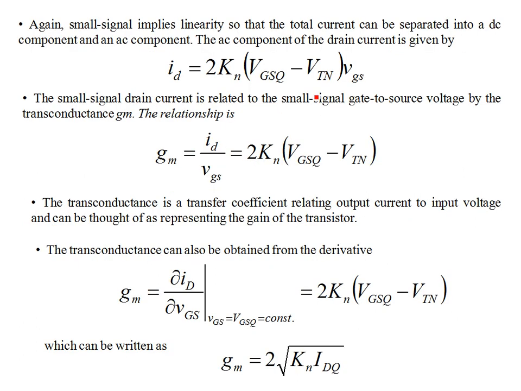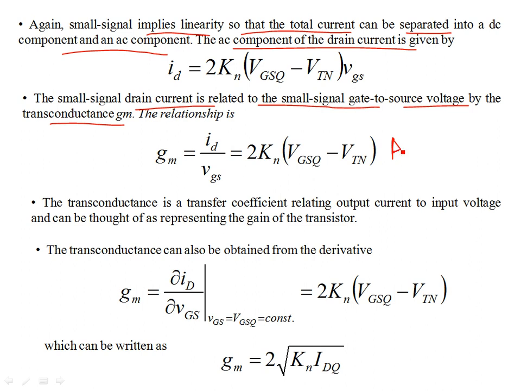Again, the small signal implies linearity, so that the total current can be separated into DC component and AC component. The AC component of the drain current is given as such. So the small signal drain current is related to the small signal gate to source voltage by the transconductance gain gm. Transconductance means if you take the ratio of ID over VGS, then you can define a quantity in amps per volt, which is the transconductance gain of the MOSFET.